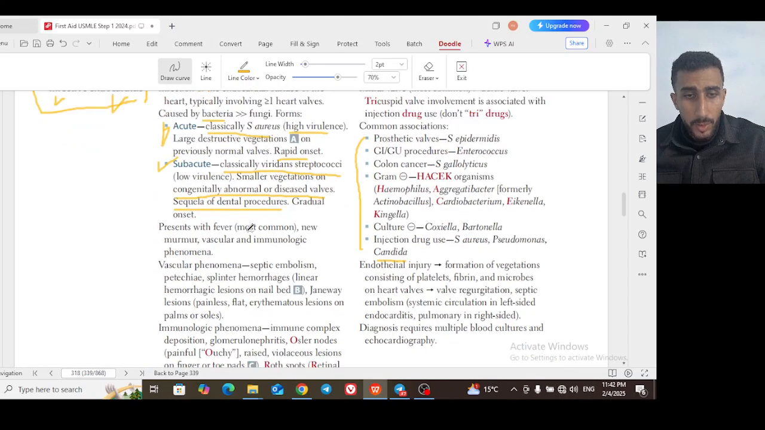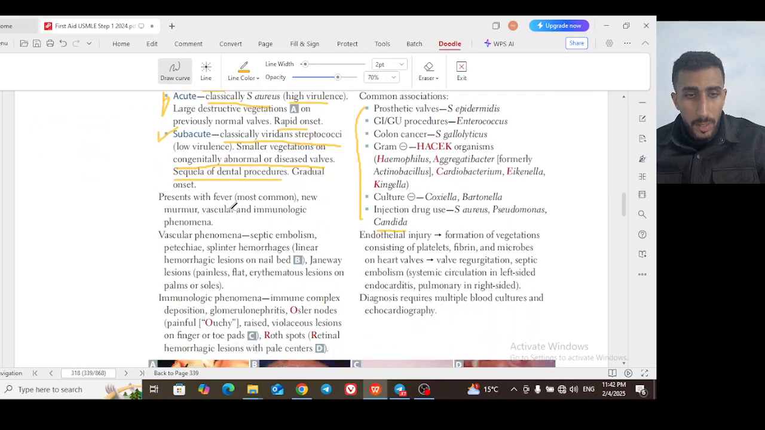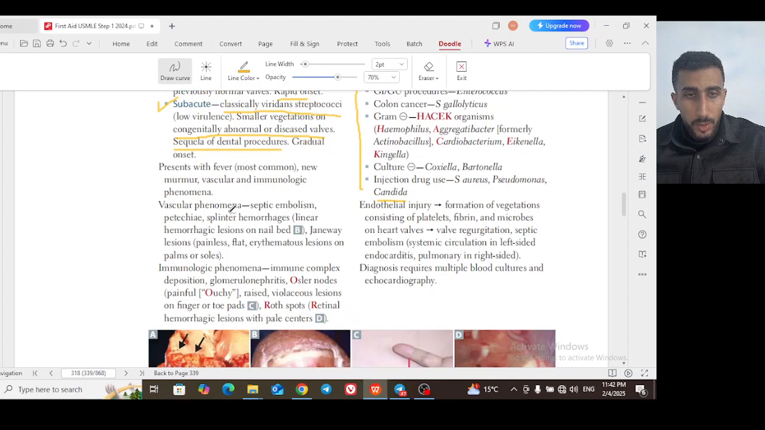We're going to go through that later. So it has a gradual onset. You have to know that the viridans streptococci are the ones related to dental procedures.